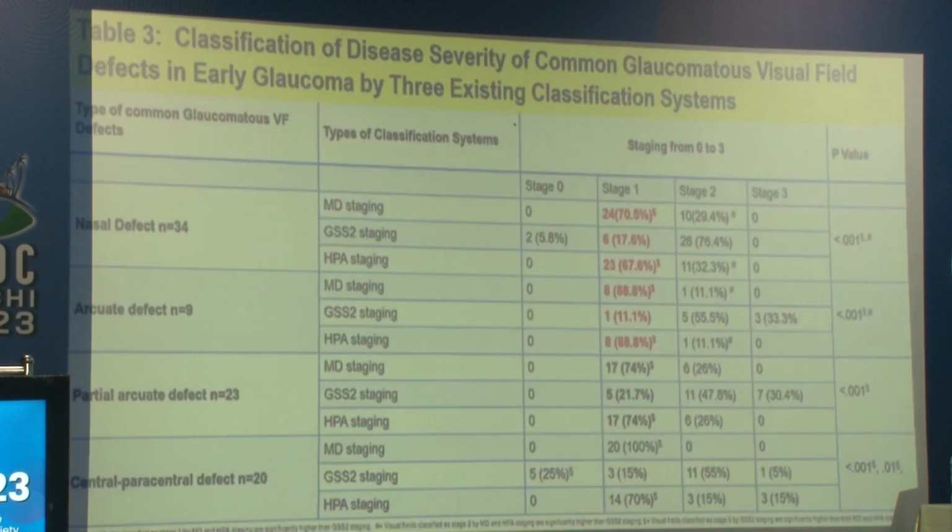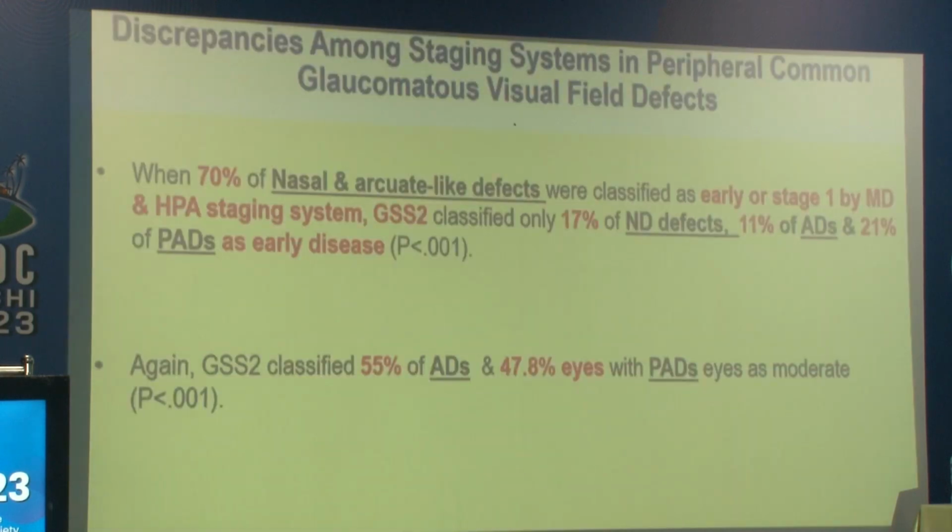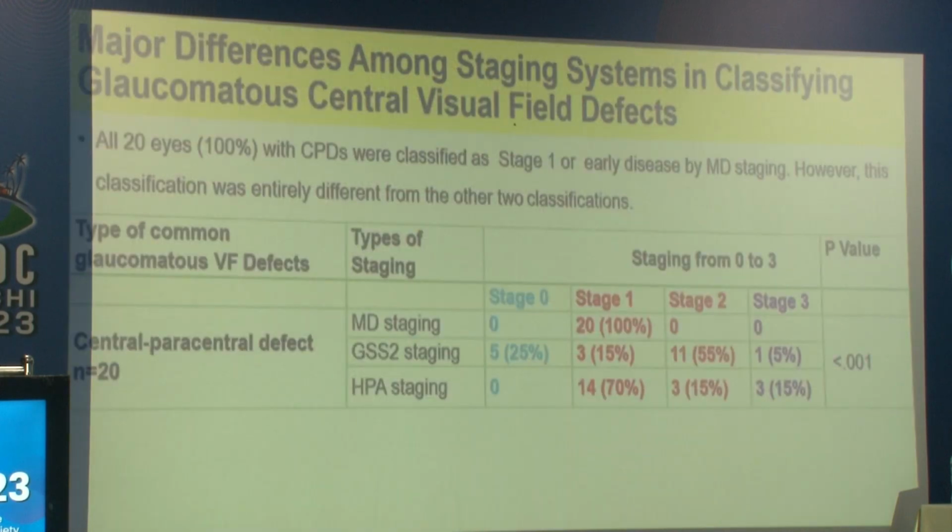Now, table 3 shows the classification of disease severity of common glaucomatous visual field defects in early glaucoma by 3 existing classification systems. We have noticed discrepancies among staging systems in peripheral and central common glaucomatous visual field defects. First, we should consider the peripheral ones. When 70% of the nasal and arcuate-like defects were classified as early or stage 1 by mean deviation and HPA staging systems, GSS2 classified only 17% of the nasal defects, 11% of the arcuate defects, and 21% of the partial arcuate defects as early disease.